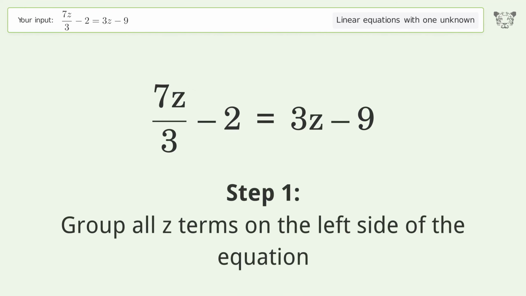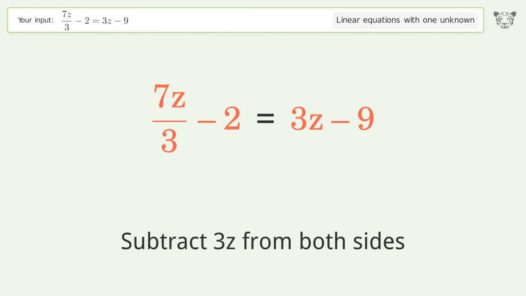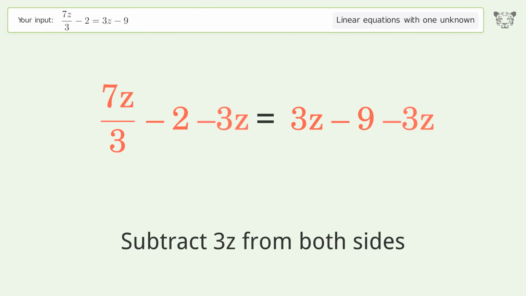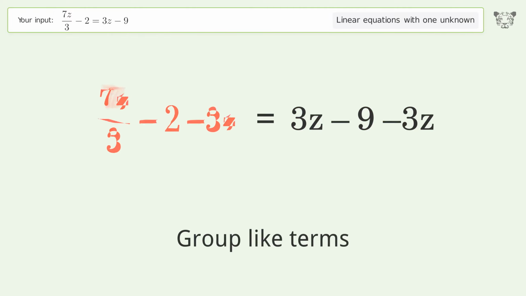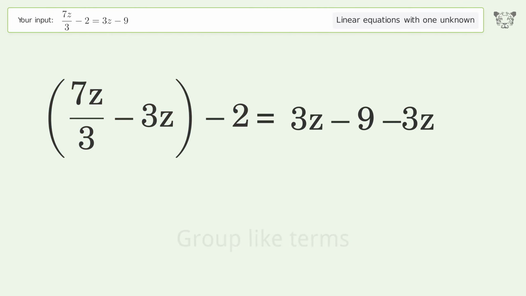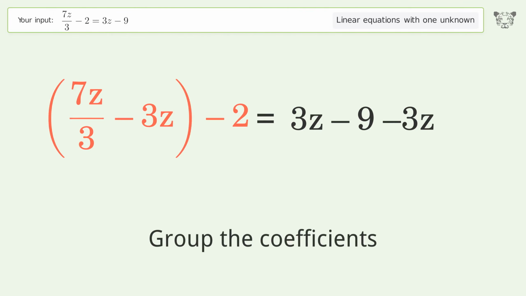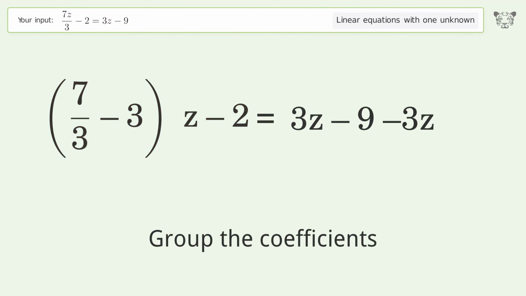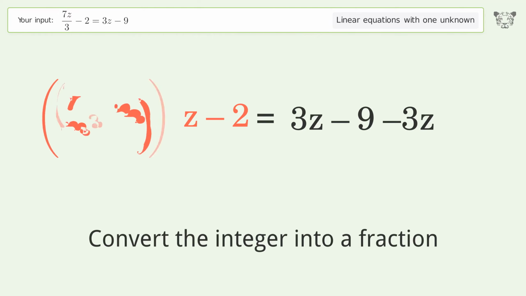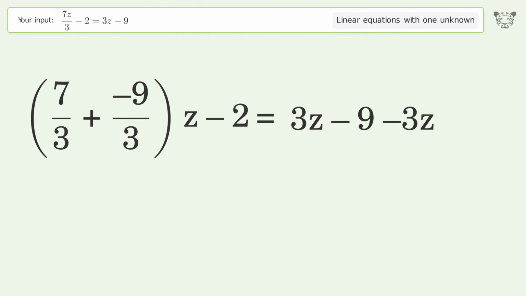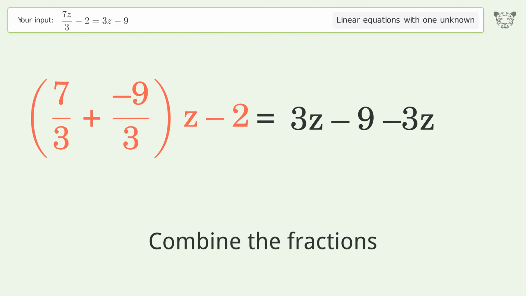Group all z terms on the left side of the equation. Subtract 3z from both sides. Group like terms. Group the coefficients. Convert the integer into a fraction. Combine the fractions.